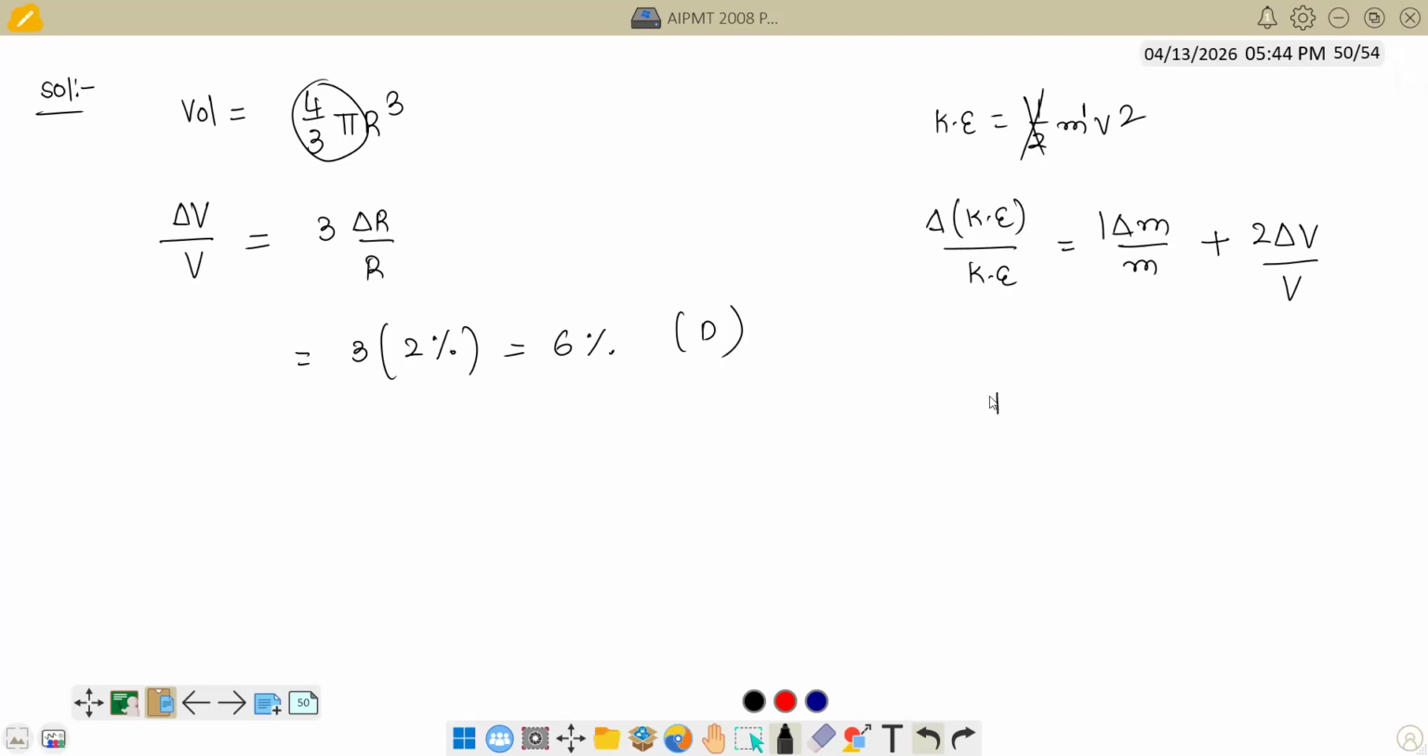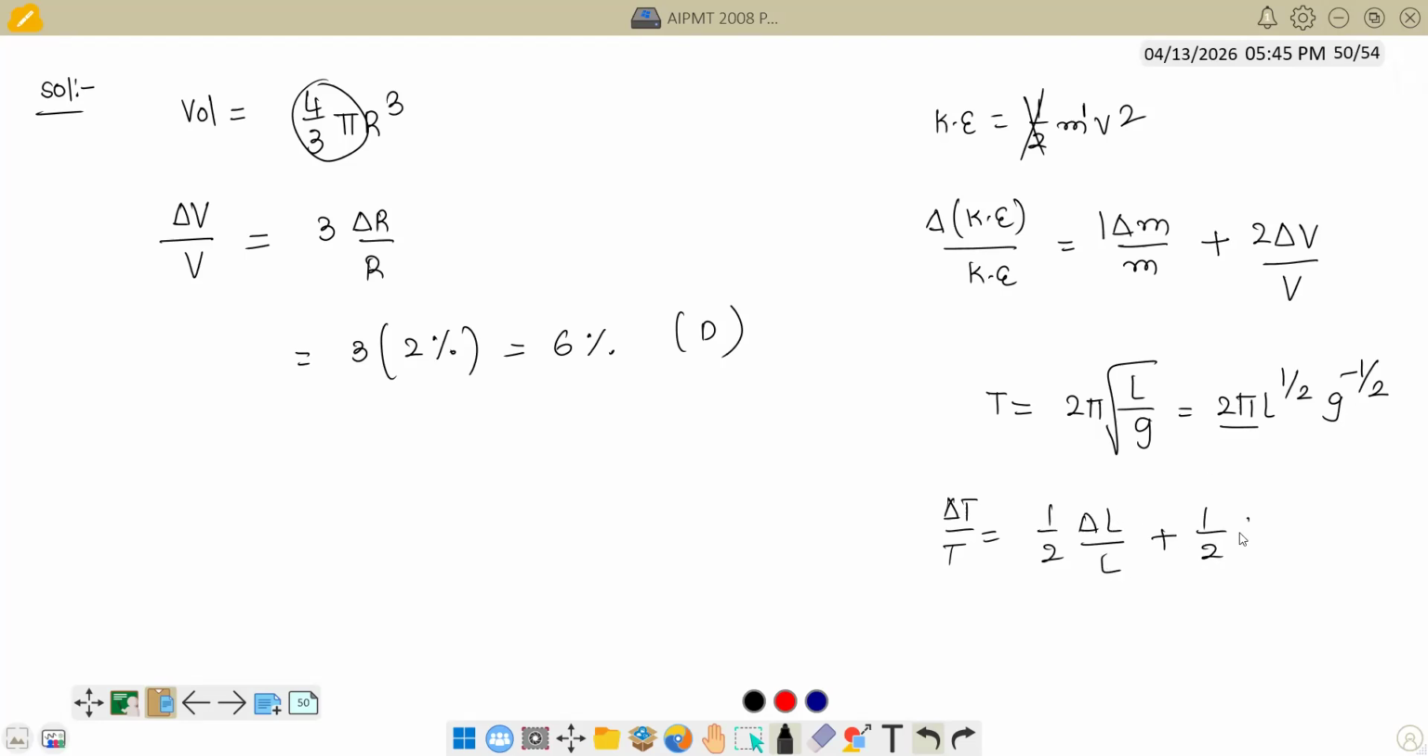Similarly, one more that is very famous in error is time period equals 2 pi root L by G. So I can write 2 pi L power 1 by 2 G power minus half. So delta T by T would become, 2 pi is a constant, you can ignore it, half delta L by L. In error, there is nothing like negative, plus half delta G by G. In error, there is no negative, positive, everything would be positive only.